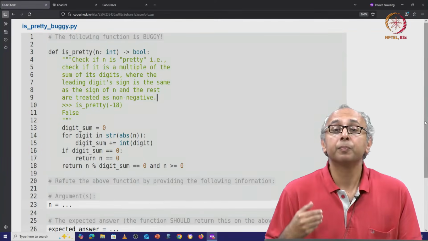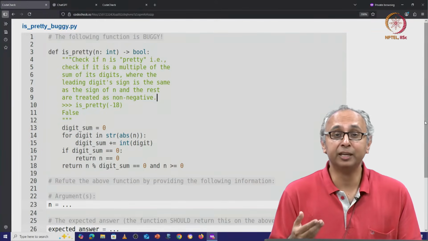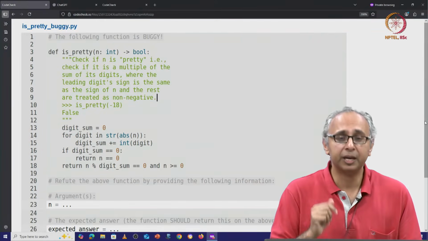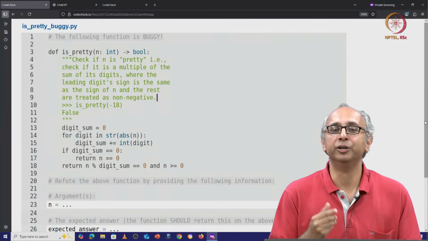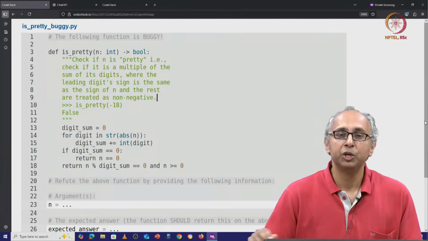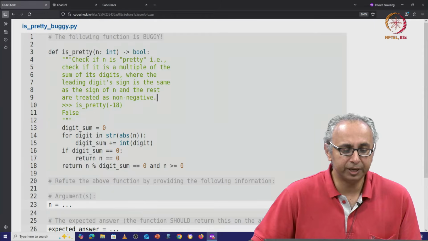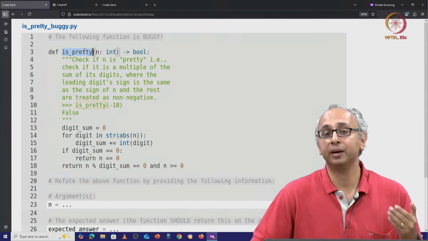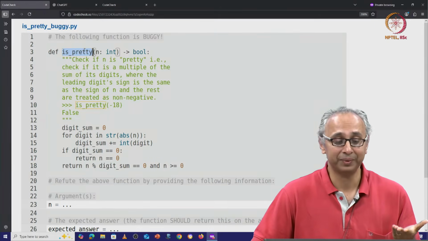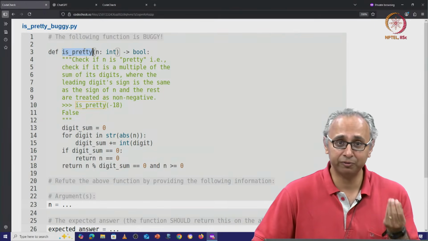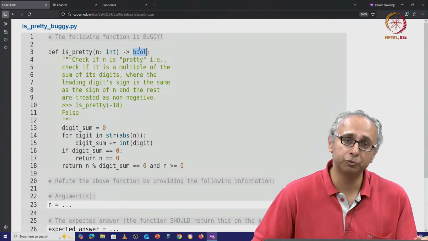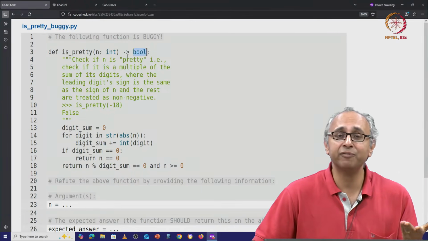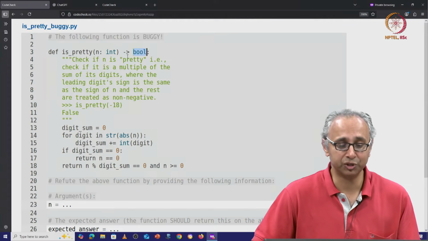Let us now practice our understanding of pattern 2, this time with a slightly more complex example in the form of a refute problem. So here we are given a definition of when an integer is pretty. It tells us we have to check if the given integer is pretty, and we have to return a Boolean value, true or false. And it gives us the definition of what it means for an integer to be pretty.